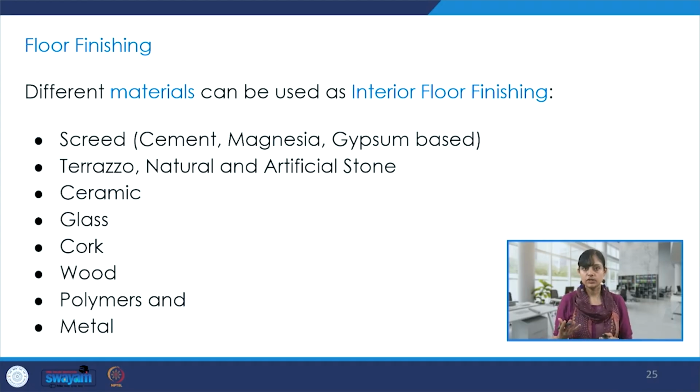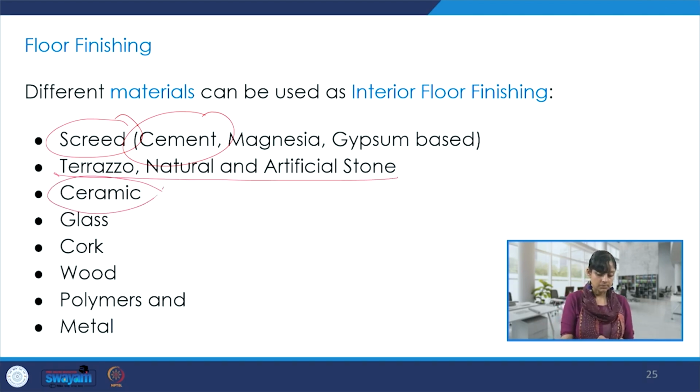Then there is floor finishing. Here also we could see all types of finishes. It could be screed, which could be cement or gypsum based. It could be terrazzo, natural or artificial stone, ceramic, glass, timber, polymers, metals, bamboo, cork, all of these. So we saw examples of many of these finishes during the entire week.